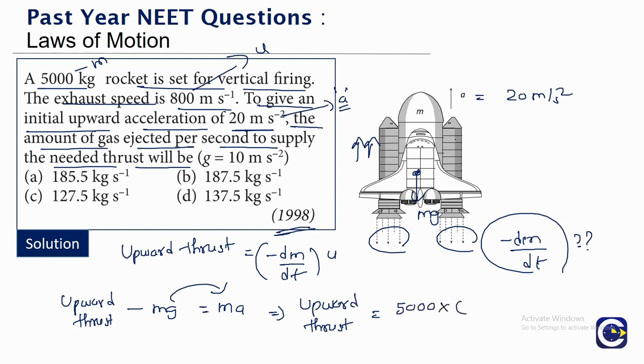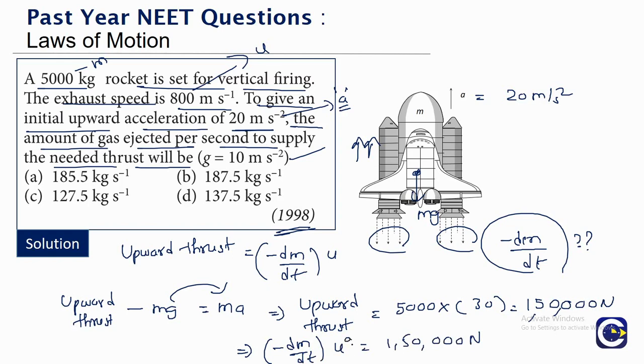G is 10, a is 20, so it will be 30. Everything is in the SI system, which means this is 1,50,000 in terms of newtons. This is the upward thrust. But what is the upward thrust value? Minus dm by dt. We have seen this relation in the previous questions also. Minus dm by dt into u. This is 1,50,000 newtons.